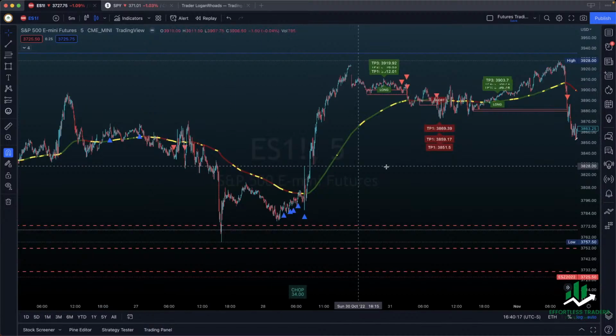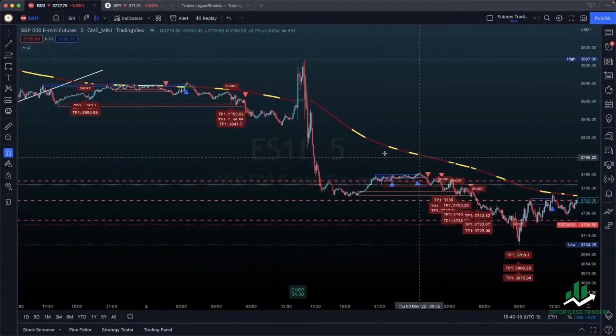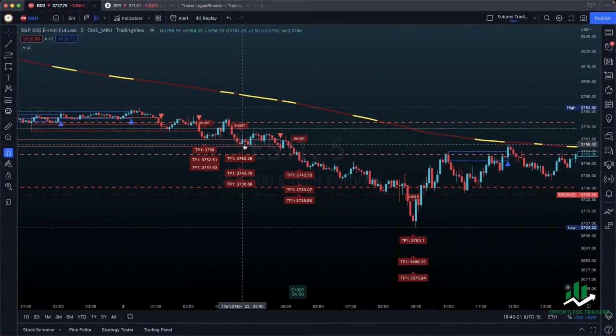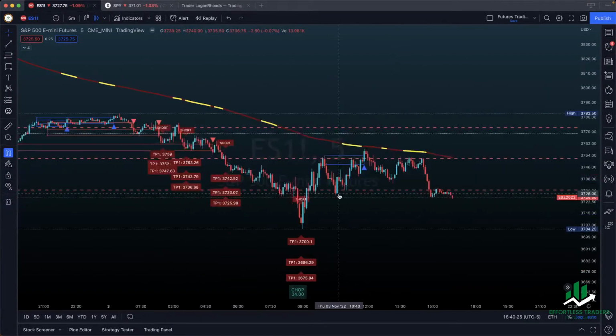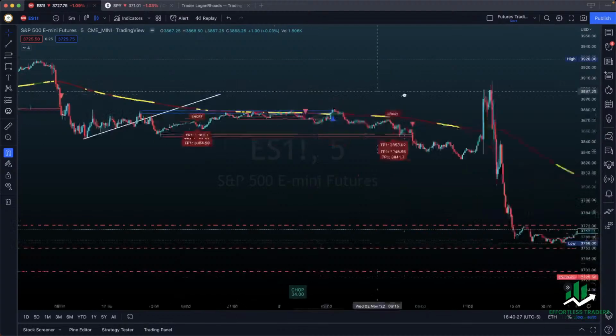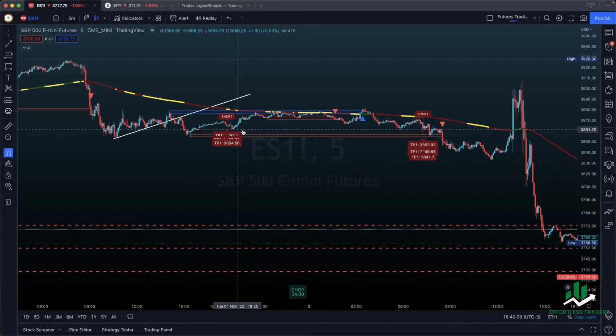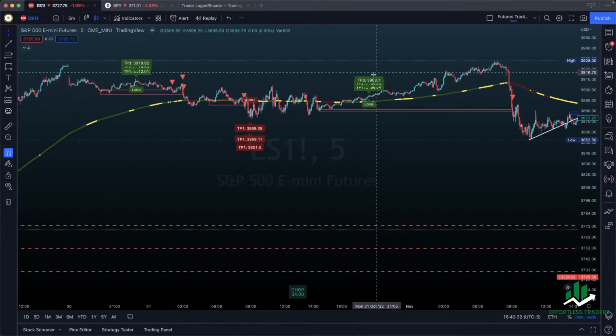Here we go. There we go. It tells you when to go long and short. It's like, here you go short with your take profits and whatnot. That's a big fake out. Short there, hit your take profit, then long here.